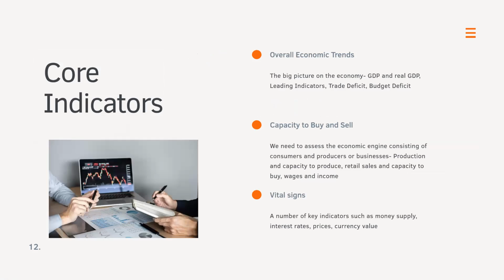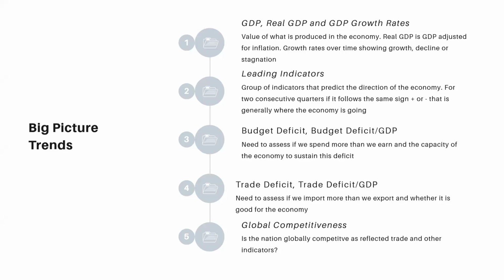So we're going to look at some core indicators on overall economic trends. Then we're going to look at the capacity to buy and sell. That means producers and consumers. And then we're going to look at some vital signs in the economy, such as inflation and unemployment and so on. So let's begin first with some big picture trends.